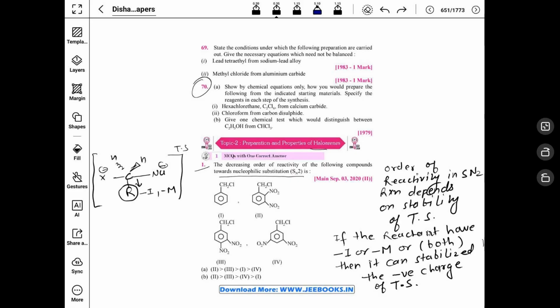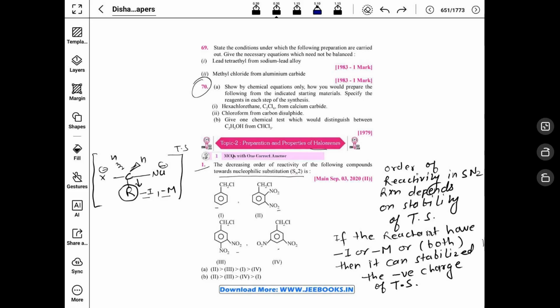It is very important to understand that the transition state carries negative charge. Therefore the negative charge should be stabilized. So if the reactant has minus I or minus M effect, then it can stabilize the transition state. Therefore we have to see out of these four options which one has very strong minus I and minus M effect. In the first case, there are no nitro substituents.